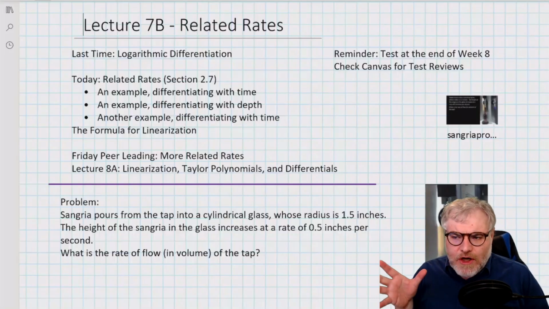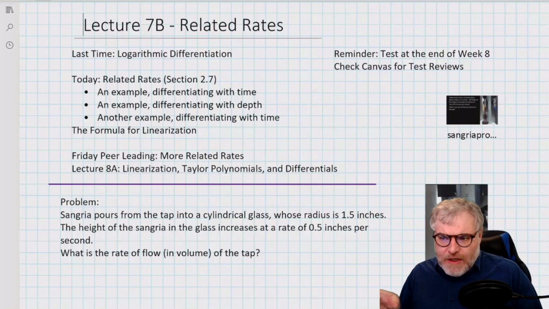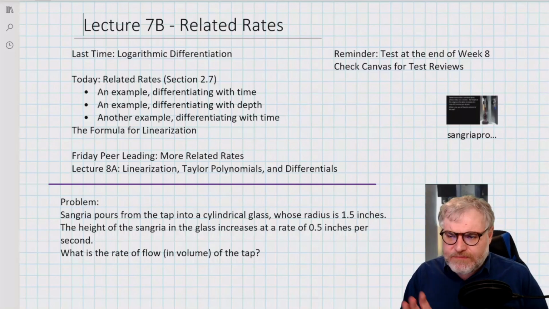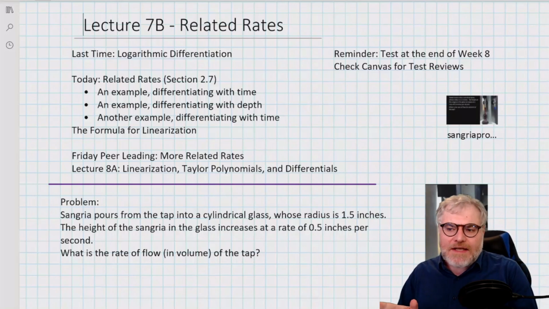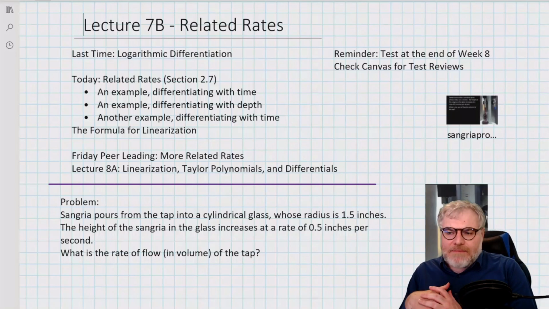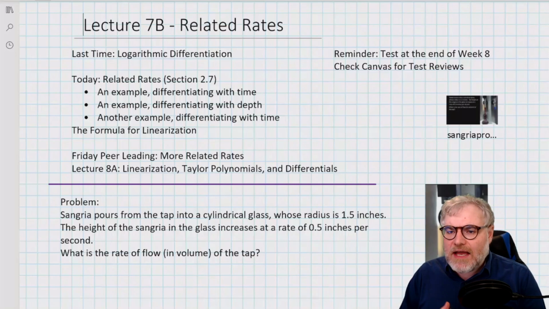So last time we talked about logarithmic differentiation, and we skipped ahead in the book, and now we're coming back to talk about related rates. We skipped ahead a little bit to talk about an application of implicit differentiation. Now we're going to come back and talk about another application of implicit differentiation, that of related rates.